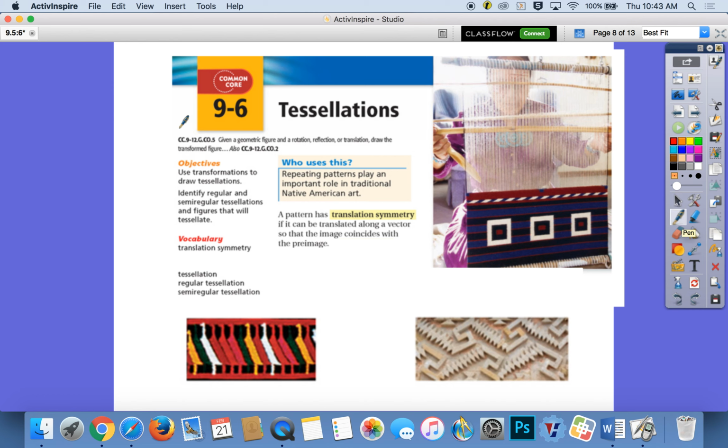All right, so I'm not going to worry about the freeze pattern. Okay, so tessellations, y'all. The first thing we'll get down is translation symmetry. Basically, if I take one image, remember a translation is a slide, and I slide it, and it coincides with the previous image, it's called translational symmetry. All right? So if I take one image right here and slide it over, and these guys coincide, if they're congruent, it's going to be translation symmetry.